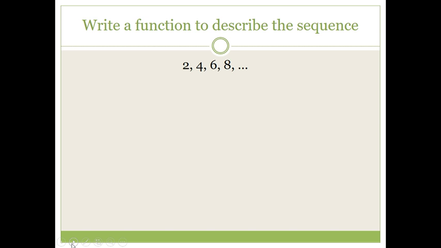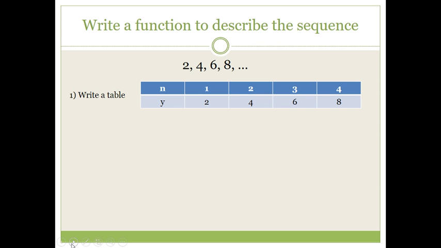So let's try this one. Let's write a function to describe this sequence: 2, 4, 6, 8. All right, well, let's write a table. I list a table, and across the top, remember, I'm just listing numbers 1, 2, 3, the whole numbers in order. Those are the term numbers. And the y, the output, is the actual numbers in the sequence.